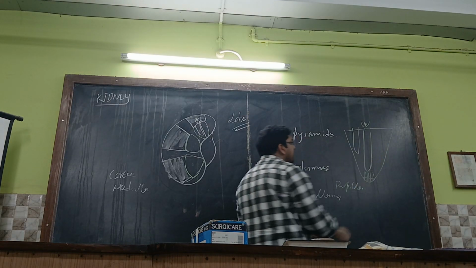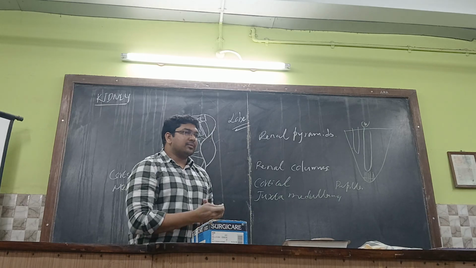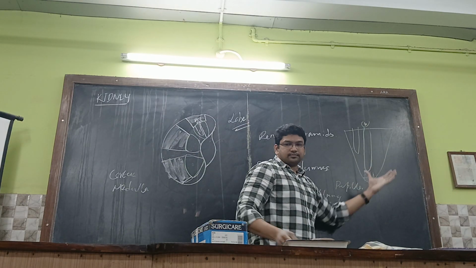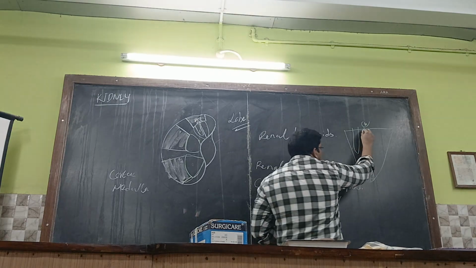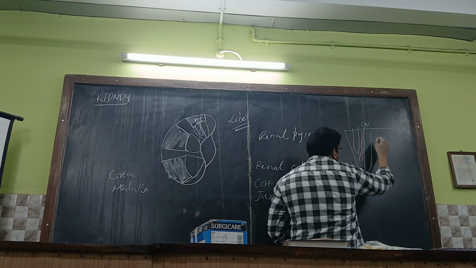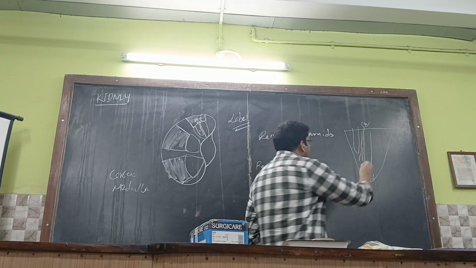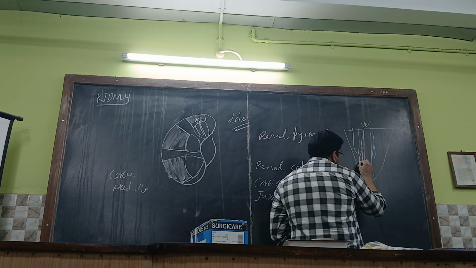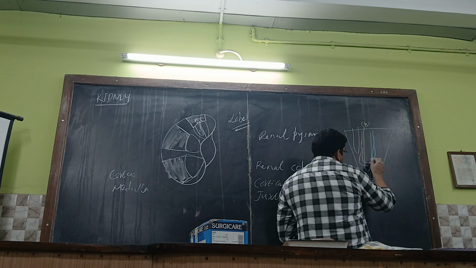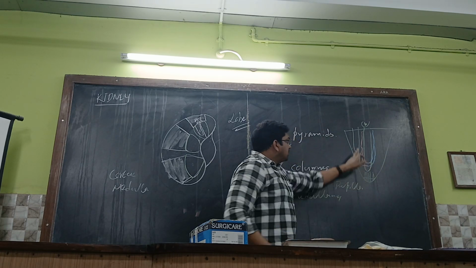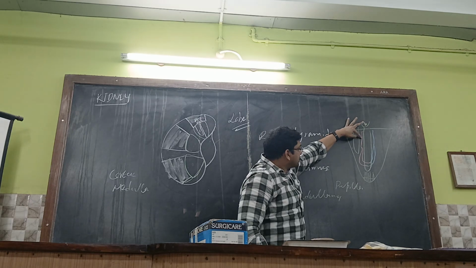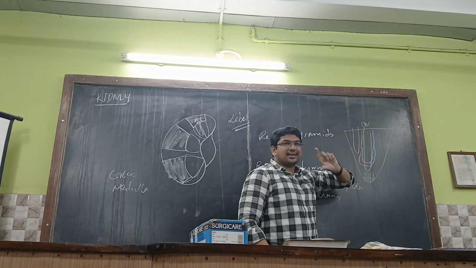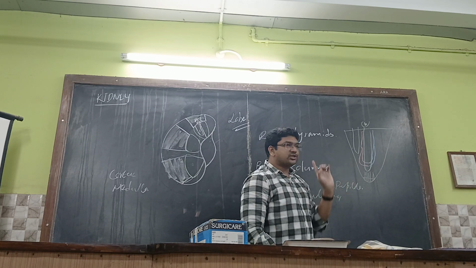So along with the loops of Henle and the collecting tubules, or the ducts of Bellini, a few other structures will be present over here. What are those? Arteriae rectae and venae rectae. There are vessels termed arteria recti and vena recti. Recti means straight. Anywhere it is straight. Okay.